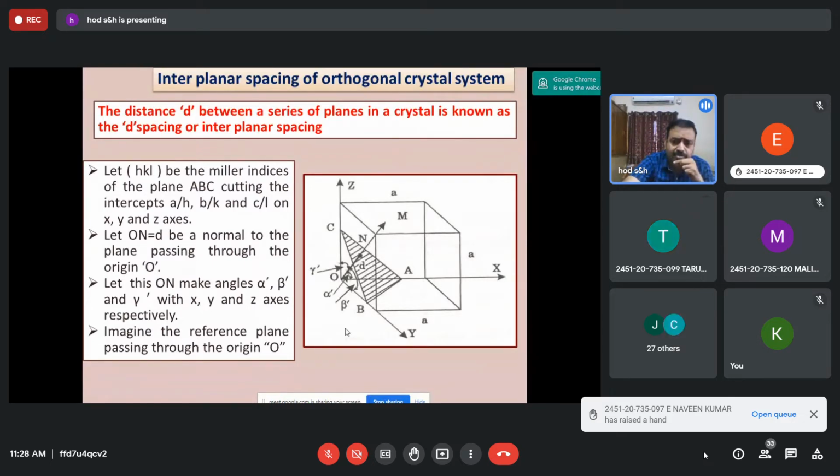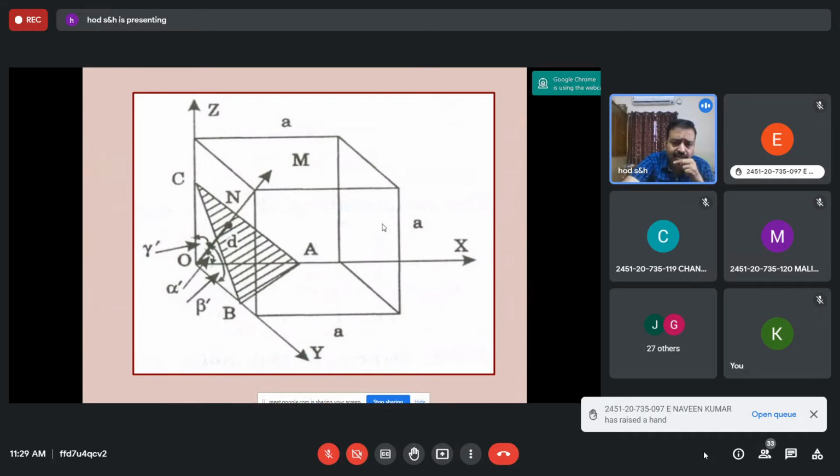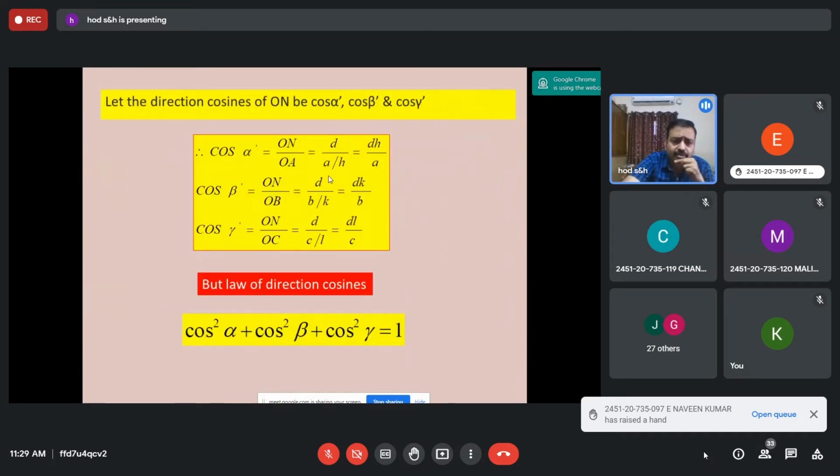So one plane is passing through the origin, and another one is ABC, which is making intercepts a by h, b by k, c by l on the 3 axes. Now ON is a perpendicular drawn from the origin to the point N as shown in the figure. This is d, the perpendicular distance, so d represents the interplanar spacing. From the geometry, you can write, this is the same figure I have repeated here, cos alpha dash is the opposite side by the adjacent side, that is d by (a by h). Similarly, cos beta dash, cos gamma dash.